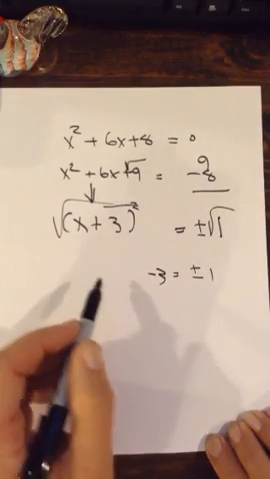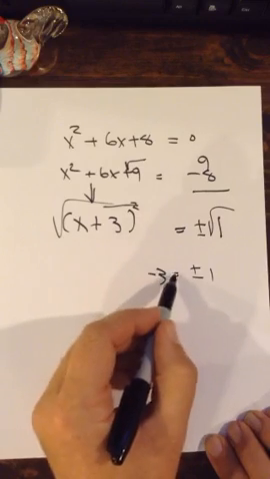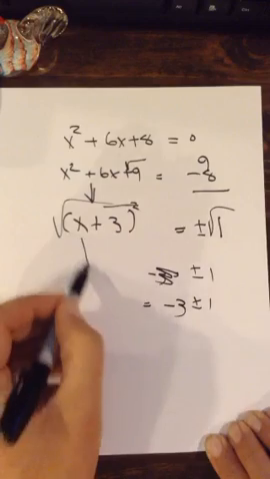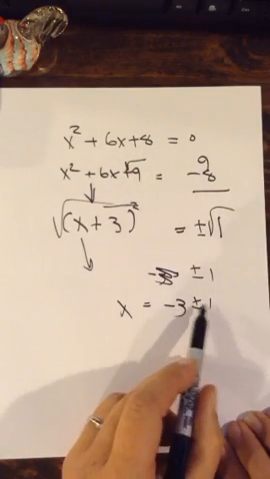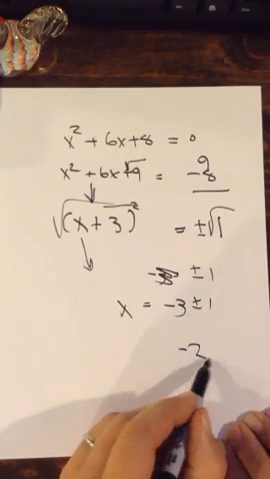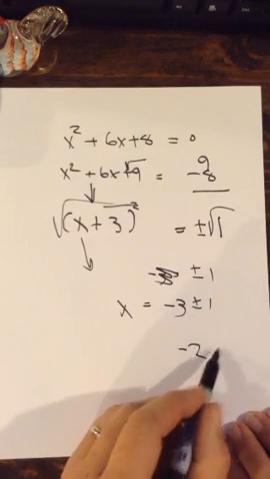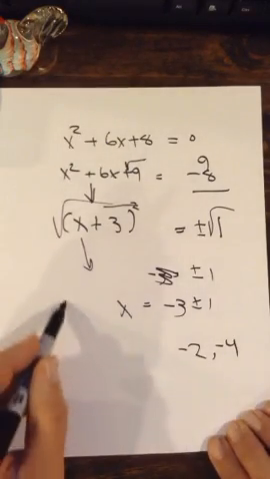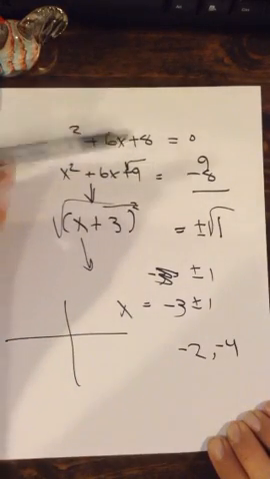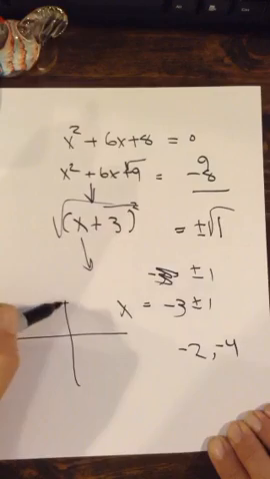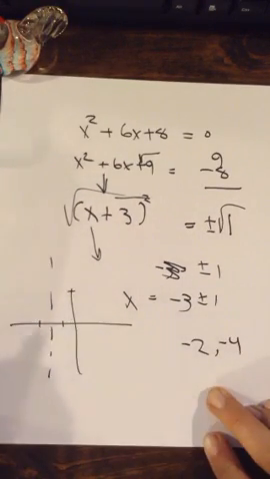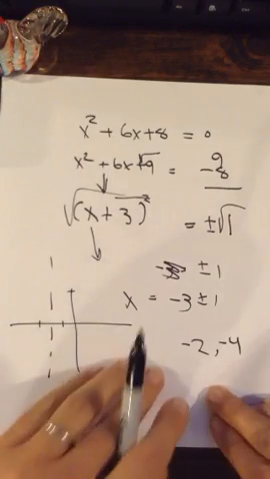Let's do the math out. I'm sorry, I meant to put minus 3. What's negative 3 plus 1? Isn't it negative 2? What's negative 3 minus 1? Isn't it negative 4? You just solve for the roots. So if you were graphing this already, look what you have. Y-intercept of 8, let's call that 8. Roots of negative 2, negative 4. And then you just do the vertex, and you're good. But right now we're just solving.